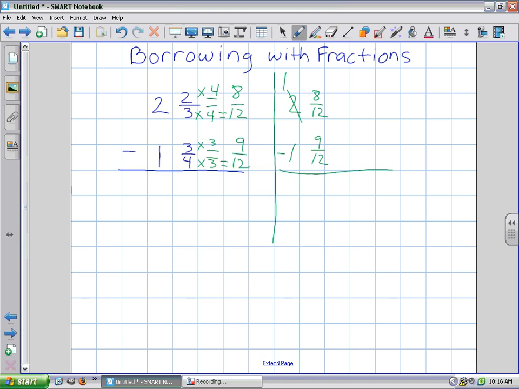So if I were to just put a 1 next to that 8, like I would when I'm normally borrowing doing a regular whole number subtraction problem, that would mean that I would have 18/12, which is incorrect. I have 12/12 that I borrowed plus the 8/12 that already exist, which brings me to 20/12. And then I subtract the 9/12 from the 20/12, which gives me 11/12. And the 1 minus the 1, of course, is 0, so the answer then is 11/12.